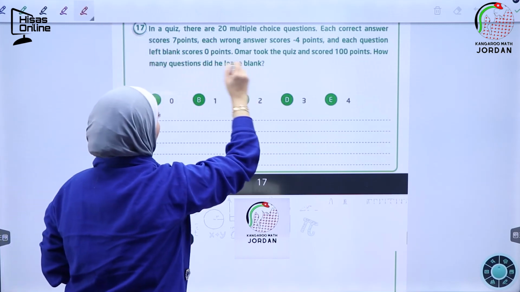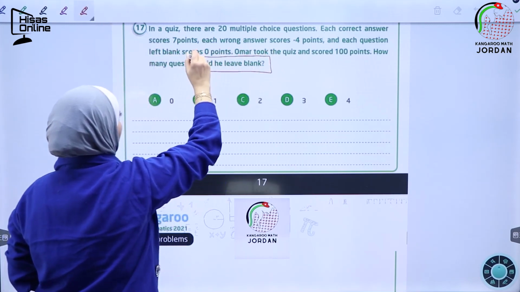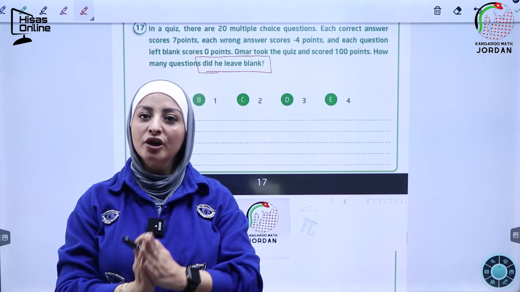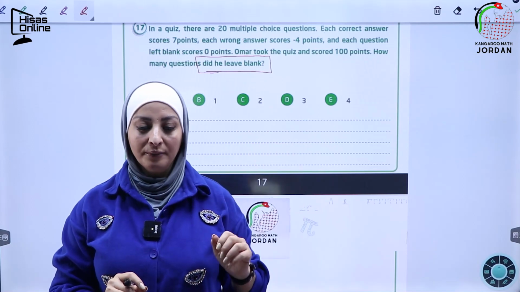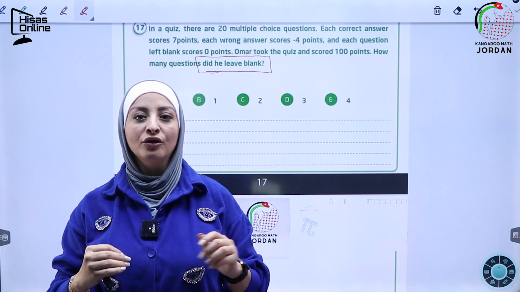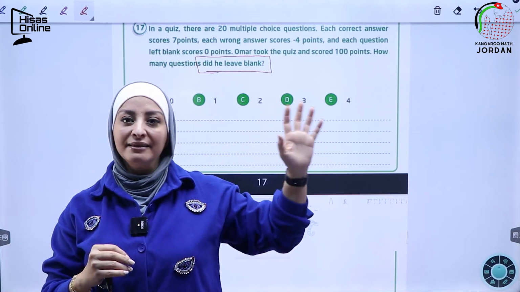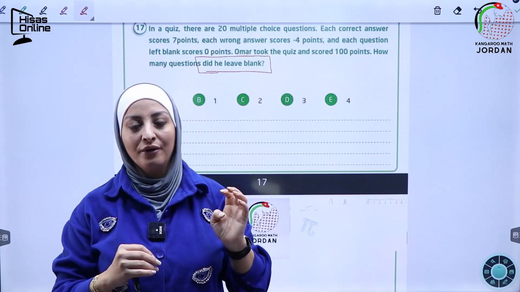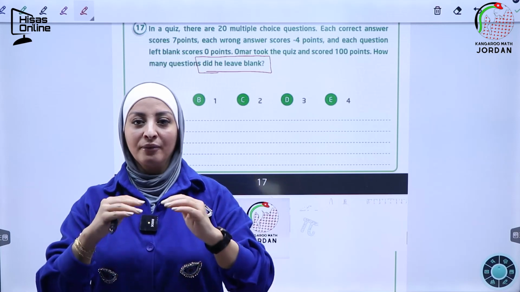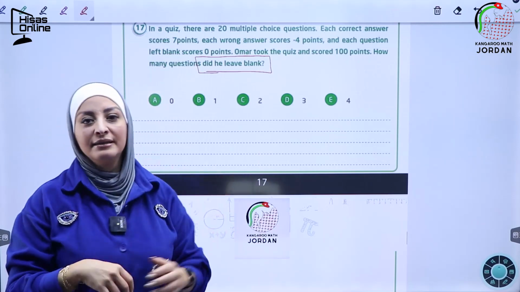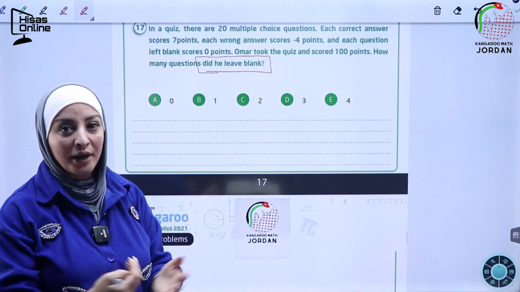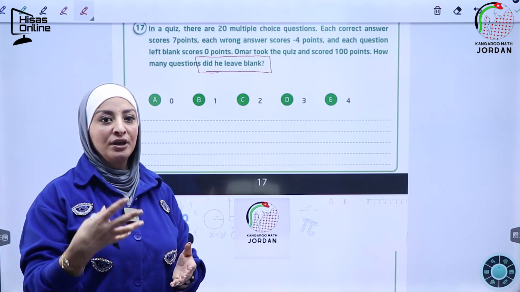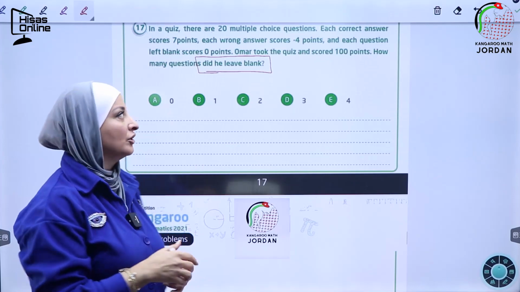So this is my point to find. Think about the question, guys. If you answer correctly, you get 7 points. But if you answer wrong, you don't lose the 7. No, you just lose 4 points, so it's negative 4. And the blank question is 0 points. So we're going to write equations and use simultaneous equations, which is something you have to be familiar with at your age level.